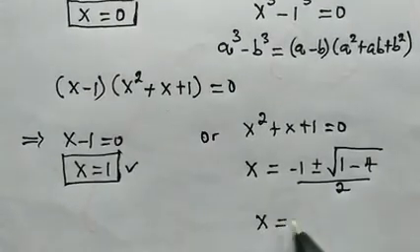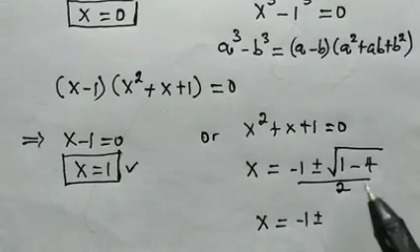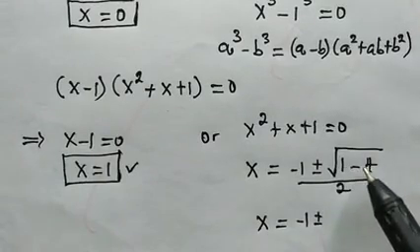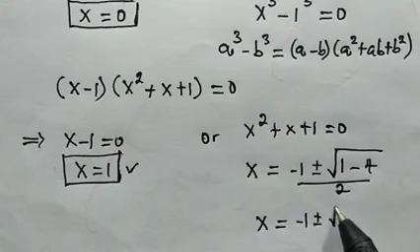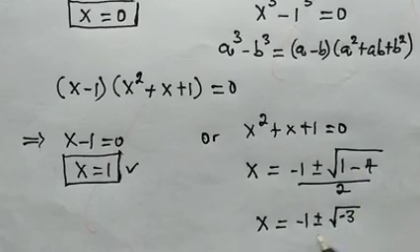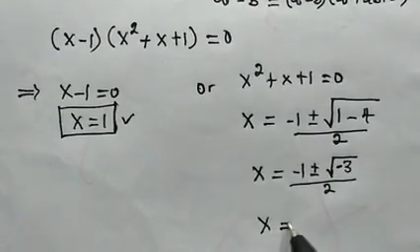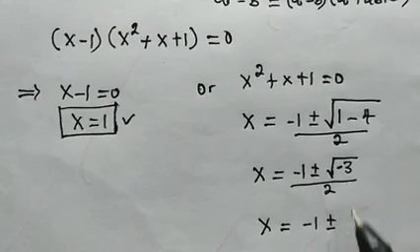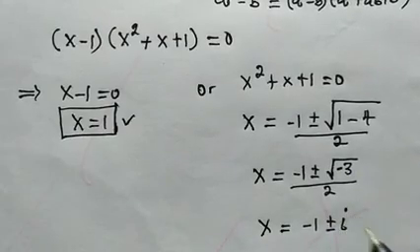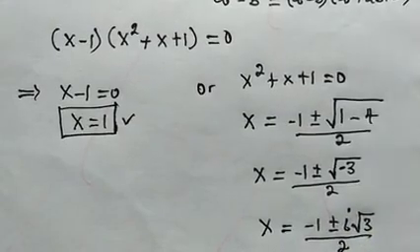Here we get x is equal to negative 1 plus or minus. Inside this radical we have negative 3. So the square root of negative 3 we have here, then divided by 2. Here we get x is equal to negative 1 plus or minus the square root of negative 1, which is i, then root 3, then divided by 2.